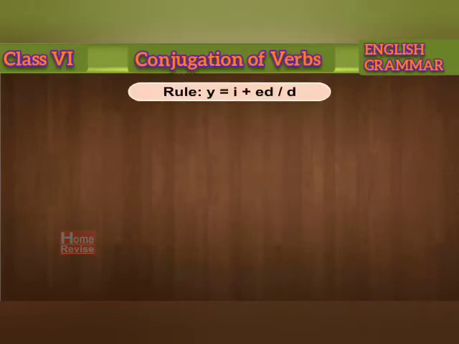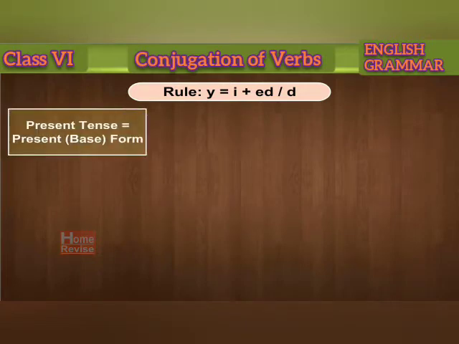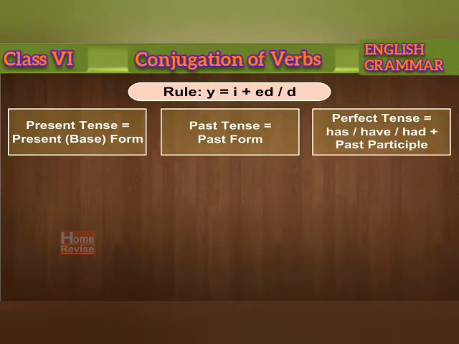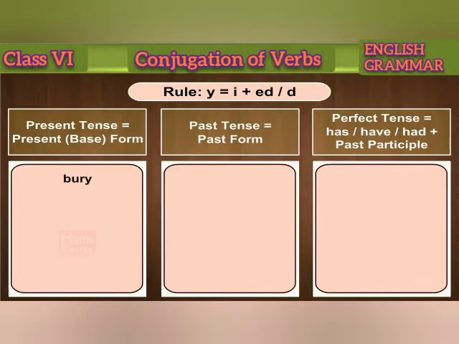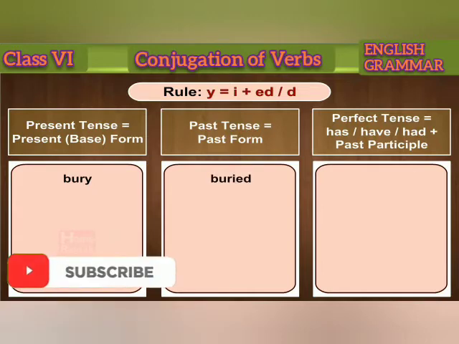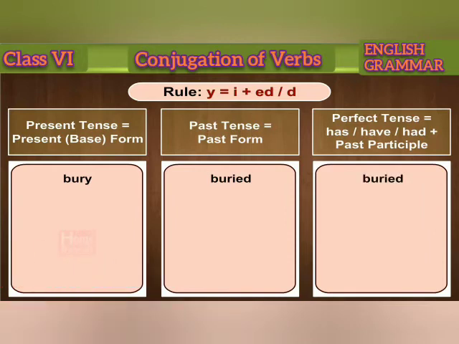Rule: Y changes to I plus ed or I plus d. We have the present base form, past form, and past participle. Bury: Y is removed and I and ed is added to make the past form, buried. Y is removed and IED is added to make the past participle, buried. Bury, buried, buried. Carry, carried, carried.